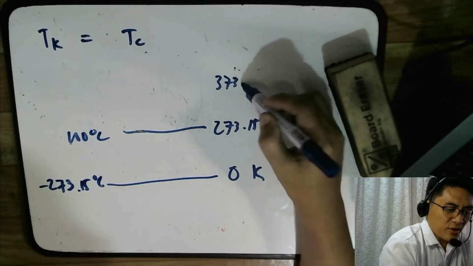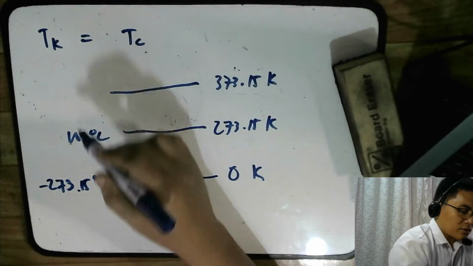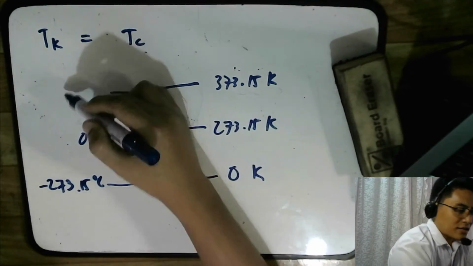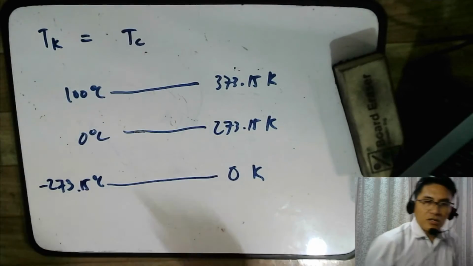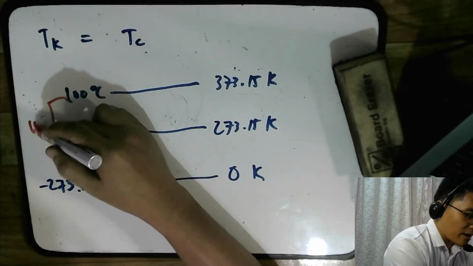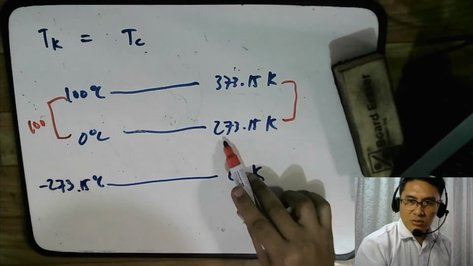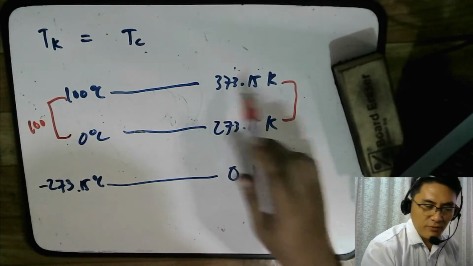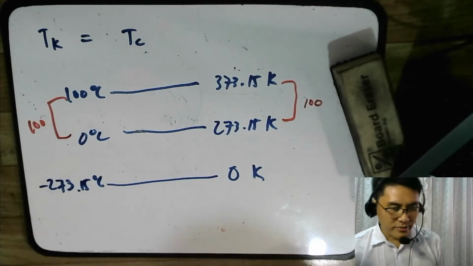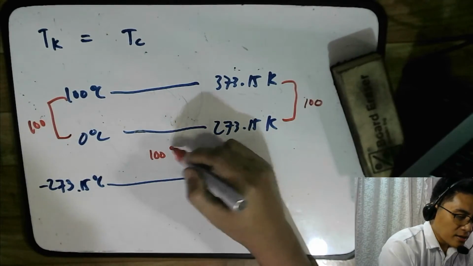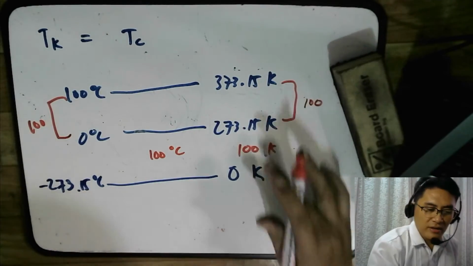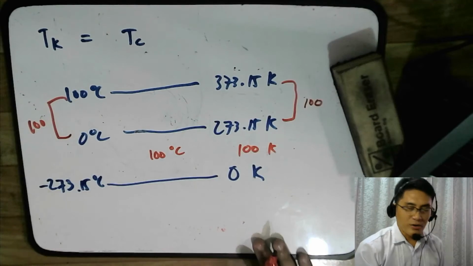Okay? And again, you have to remember that 273.15 Kelvin is equivalent to 0 degrees Celsius. And 373.15 Kelvin is equivalent to 100 degrees Celsius. So if you look at the steps, how many steps is this to this? That's 100. How many steps is 273.15 to 373.15? It's still 100. So therefore, for Celsius and Kelvin, it's the same. There are 100 steps of Celsius for every 100 steps of Kelvin. So there's a 1:1 correspondence.